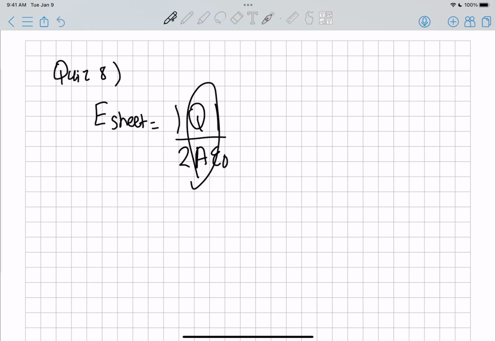Now, Q over A, we define that to be the sheet charge density, and we define that as sigma. We take the absolute value of sigma whenever we have that given to us, and that's divided by 2 times the permittivity constant.